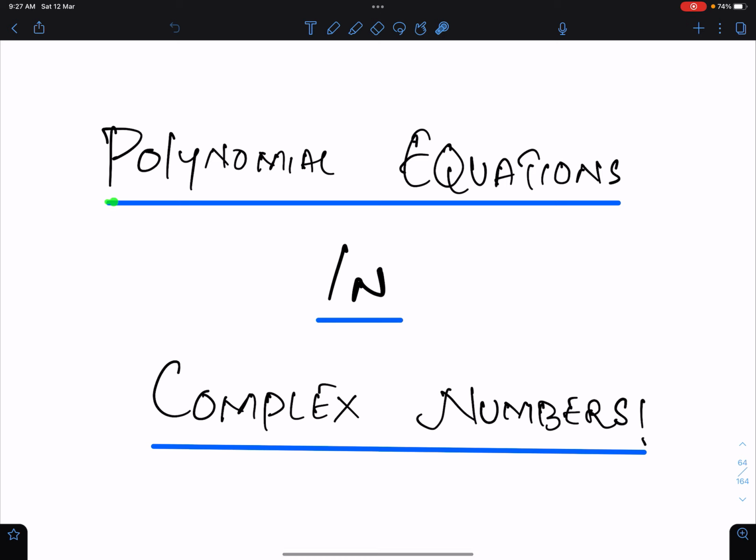The topic of this lecture is polynomial equations in complex numbers.